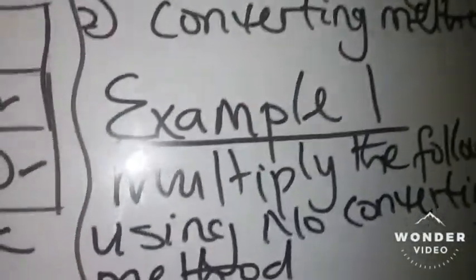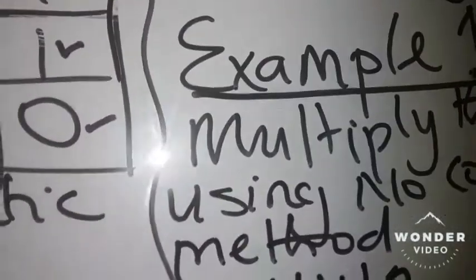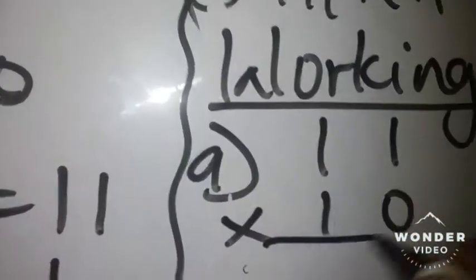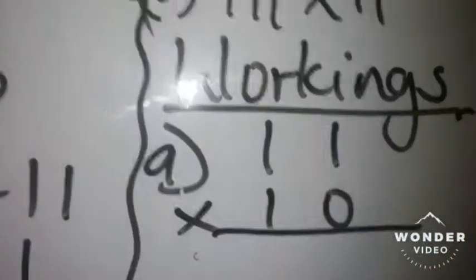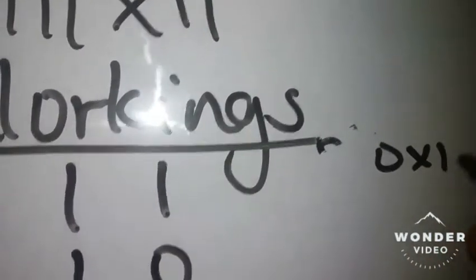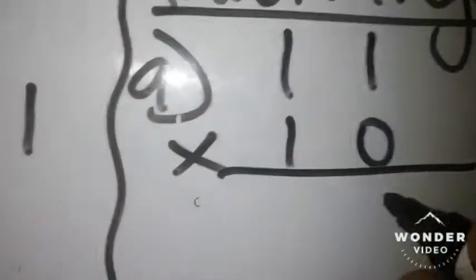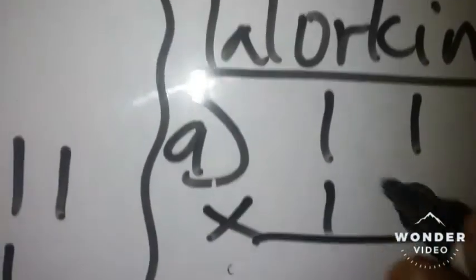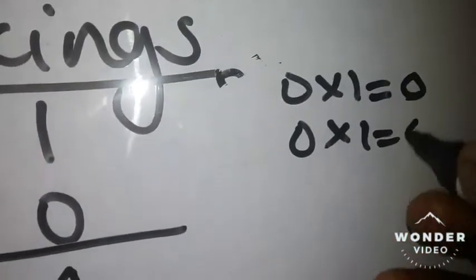So example 1: multiply the following using no converting method. The A part, that is 11 times 10. Just the normal way you multiply. The 0 times 1 is equal to a 0. Then 0 times 1 is equal to a 0.